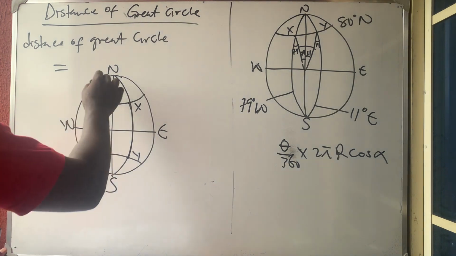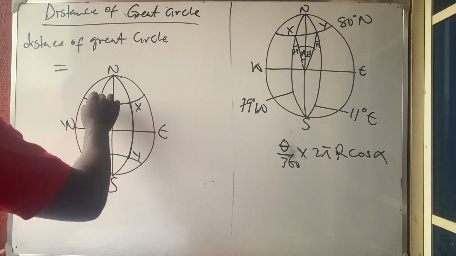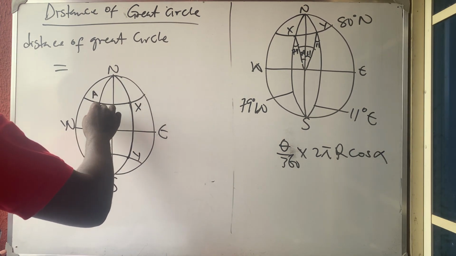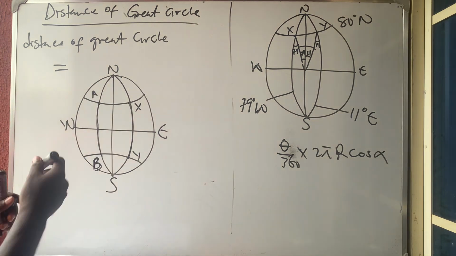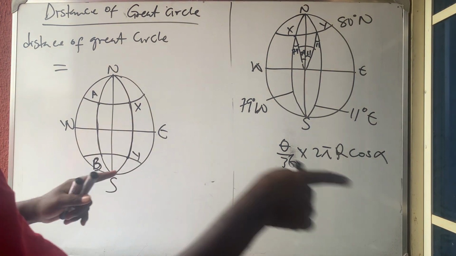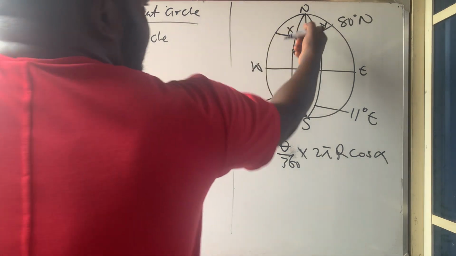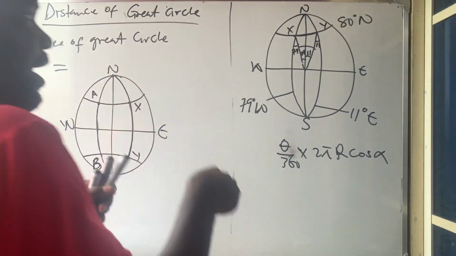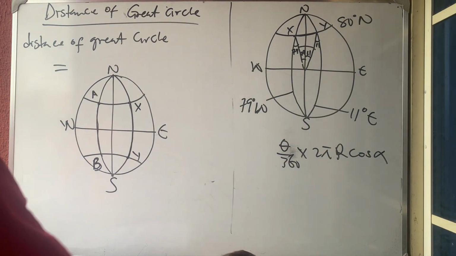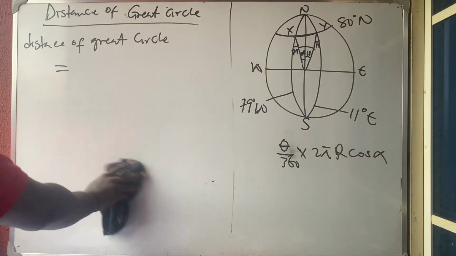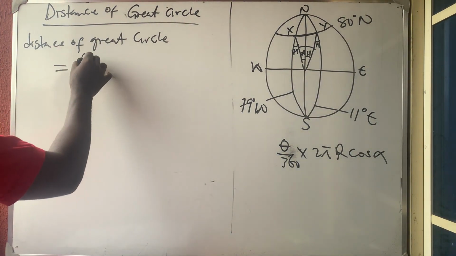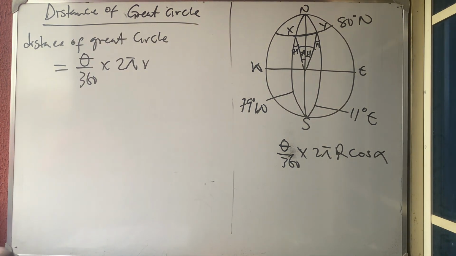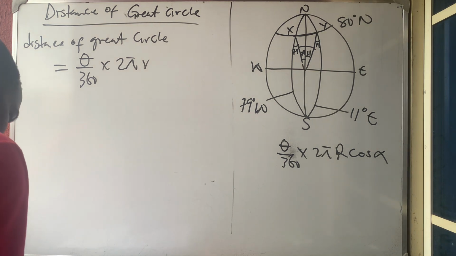Another one, maybe you have another one that moves this way, and here is point A and here is point B. The distance between point A and B is from here to here and is on the longitude. Since it's on the longitude, we call it distance on the great circle. You understand it now? But watch this one. The distance between x and y here is on the latitude, and since it's on the latitude, we call it distance on the small circle. I hope you get the point now. The formula for great circle is simply theta over 360 times 2 pi r. Very simple. So let us solve a question to illustrate what we are doing.